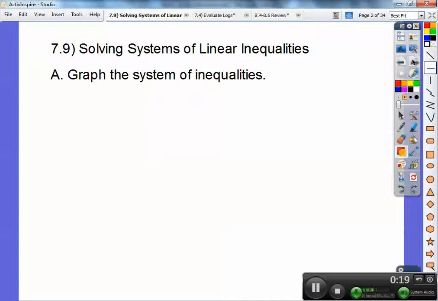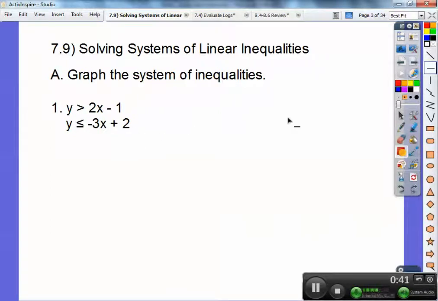So let's begin. It'll make more sense to begin. Graph the systems of inequalities. From the last lesson, we graphed this inequality and we shaded one side of the line. Then we graph this one, shade that side of the line, graph this one, shade the side of the line we're supposed to shade, and where they overlap is your final answer, you guys.